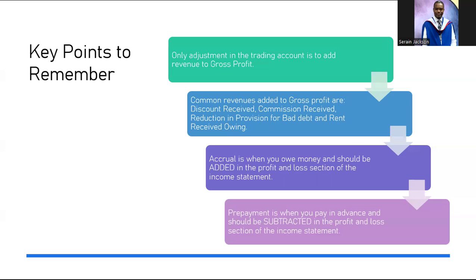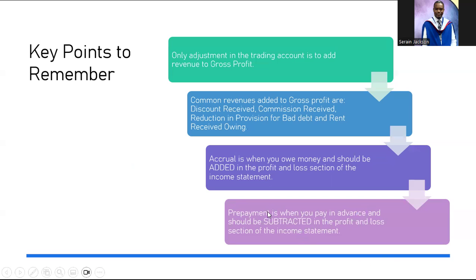And so you need to remember that in the profit and loss section of the income statement, we should always add accrual. I always tell my students, use the A. See it there? A and A. If you know one, then you obviously will know the other one. So you always add accrual in the profit and loss section of the income statement.